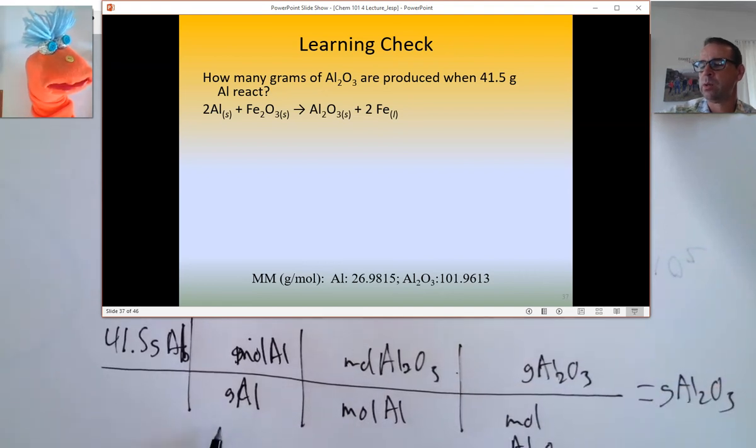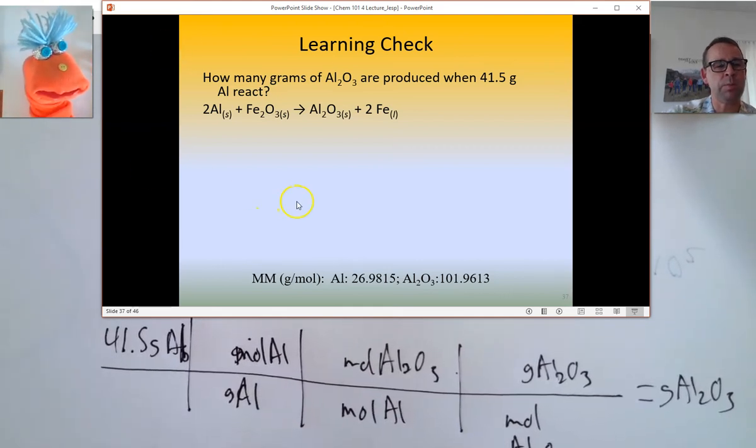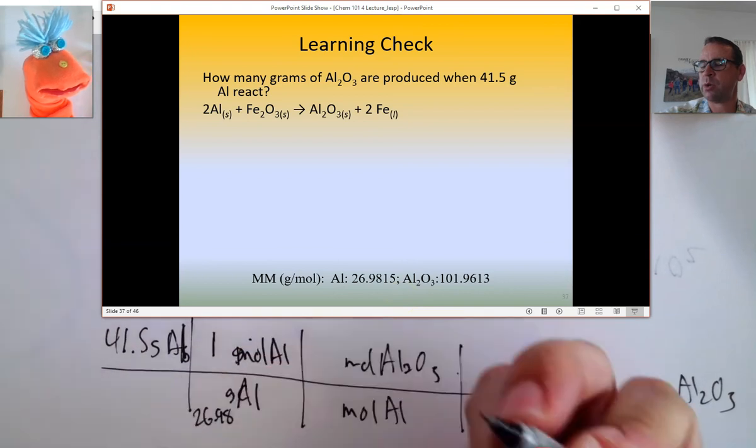Okay? What's this one? I don't know. You don't know how many grams of aluminum there are per mole? Oh, yeah, I know that. Do you have the periodic table? I do have the periodic table, but there's some information at the bottom of the slide. Oh, 26.98. All right, 26.98 grams for every mole.